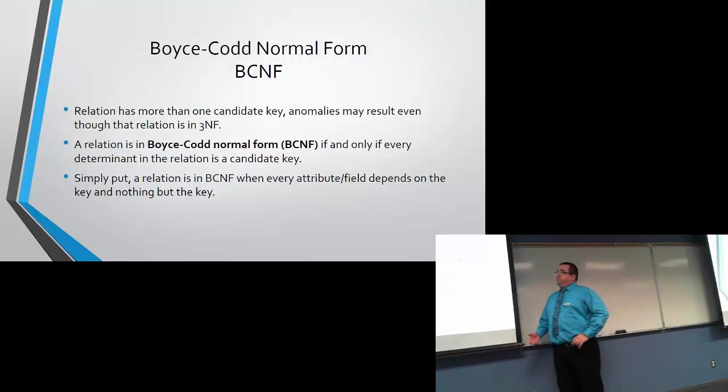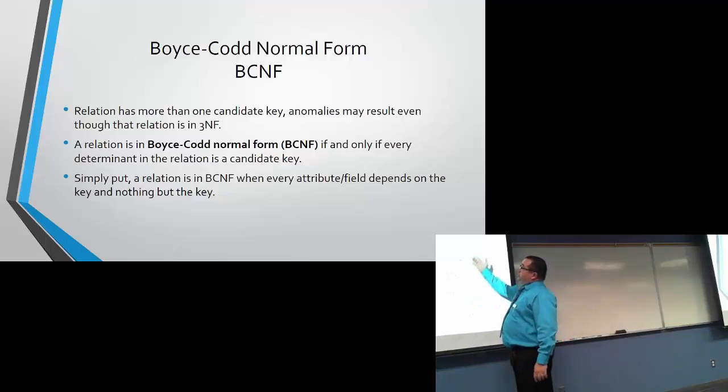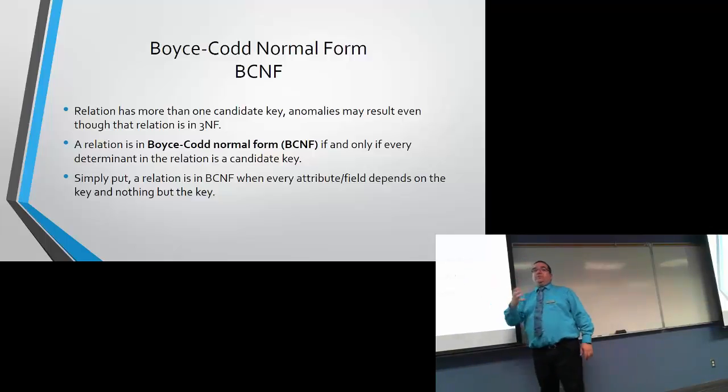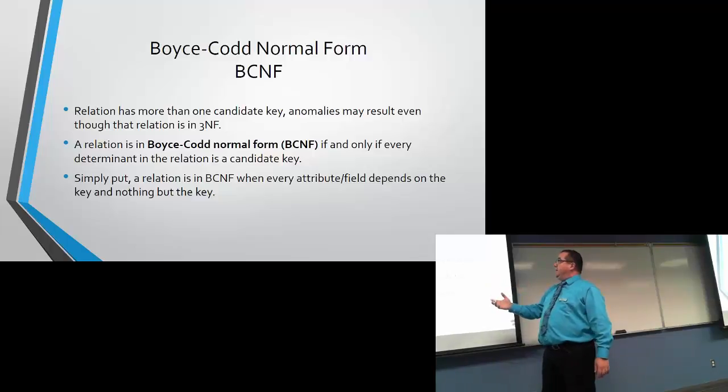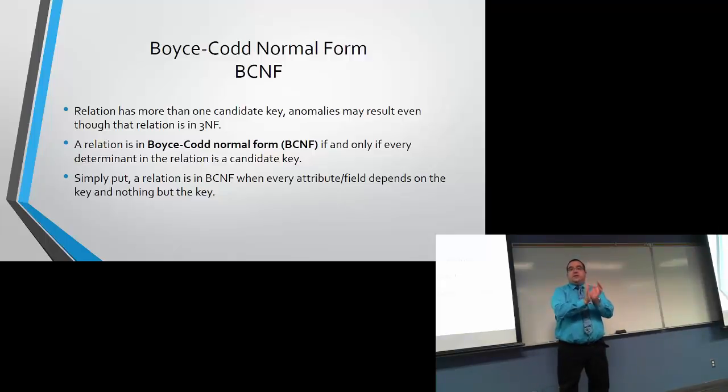Let's get to Boyce-Codd. Boyce-Codd has issues. It's when you have a situation where there's more than one candidate key, such as an order with two separate foreign compound keys. A relation is in Boyce-Codd if and only if every determinant in the relation is a candidate key. In other words, if there's anything in there that's a determinant, such as customer ID, and all the other fields depend on customer ID, then you're in Boyce-Codd.